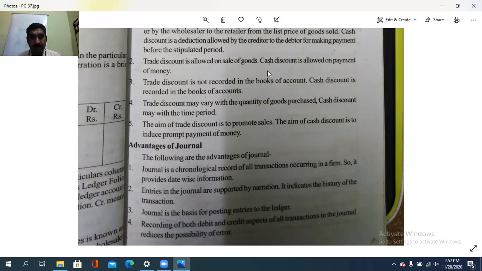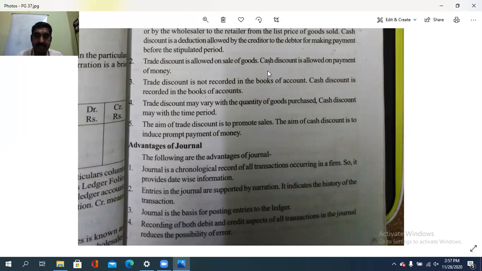Journal is a chronological record of all the transactions occurring in a firm. So it provides the date-wise information. When, where, that is the concept of the journal. That is the chronological order in recording each and every transaction. That is why it provides the date-wise information. Date and time, both are important there. A transaction that happened in the morning should not be written in the evening; after it happens in the morning, after a little while we need to record the transaction. Then only the next transaction is to be recorded. Otherwise, we can't remember that one.